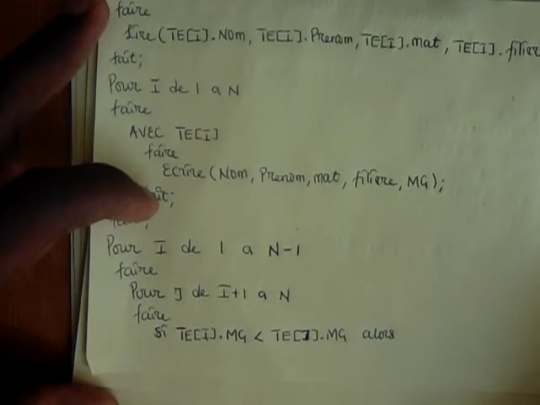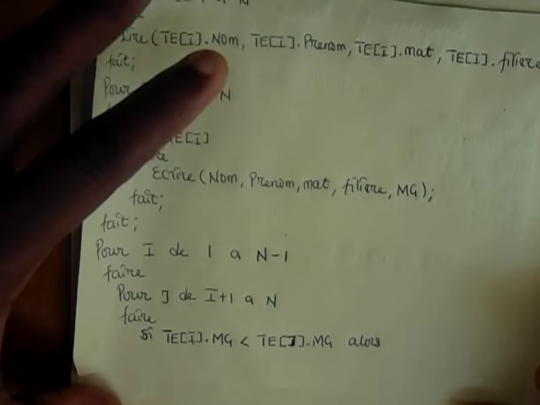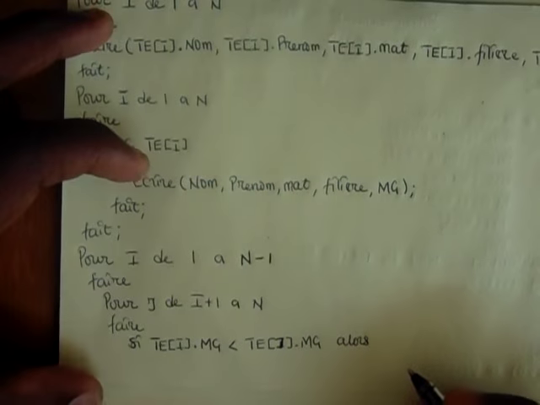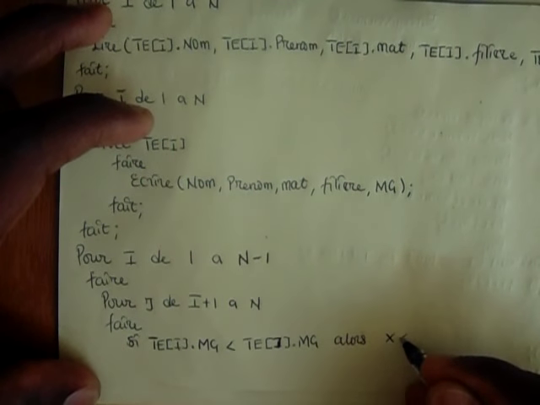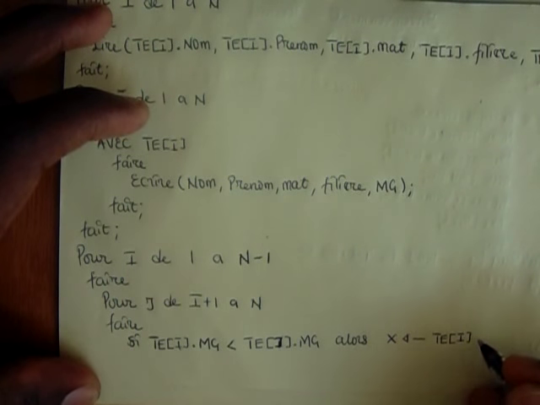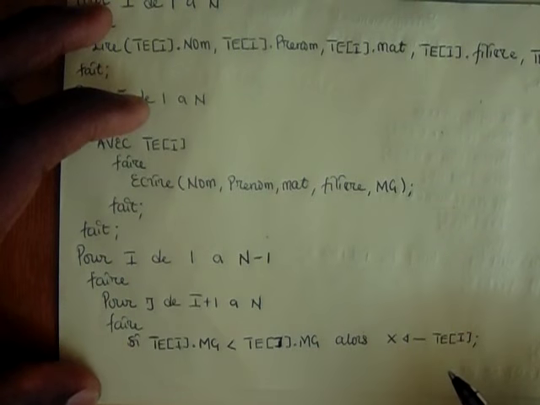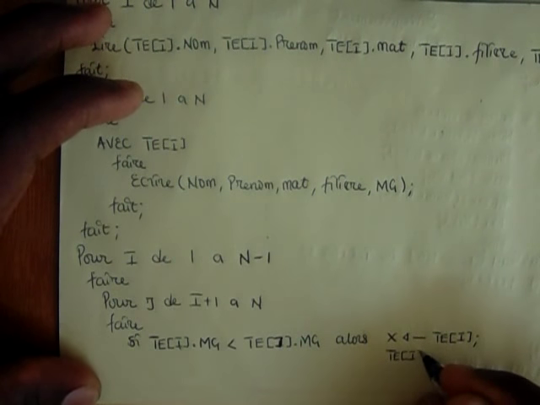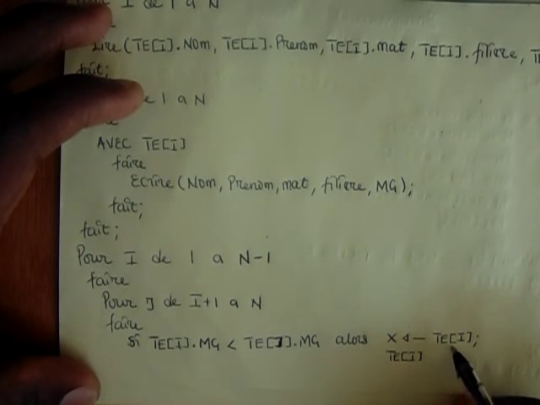So now TE is less, and we don't want it to be less. We actually want the greater one. So X will hold TE of I. And TE of I will take the bigger one. So here when X holds TE of I, TE of I becomes empty.